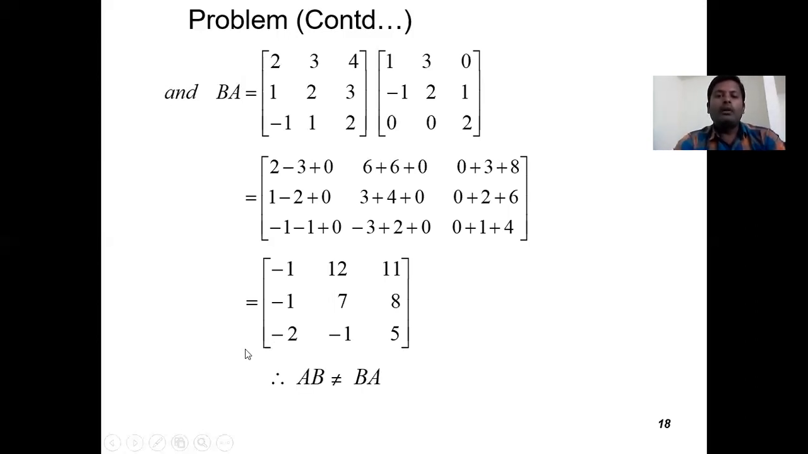Therefore, what is the final result? AB is not equal to BA, because the AB result is different and the BA result is different. So the conclusion is: therefore, AB is not equal to BA.